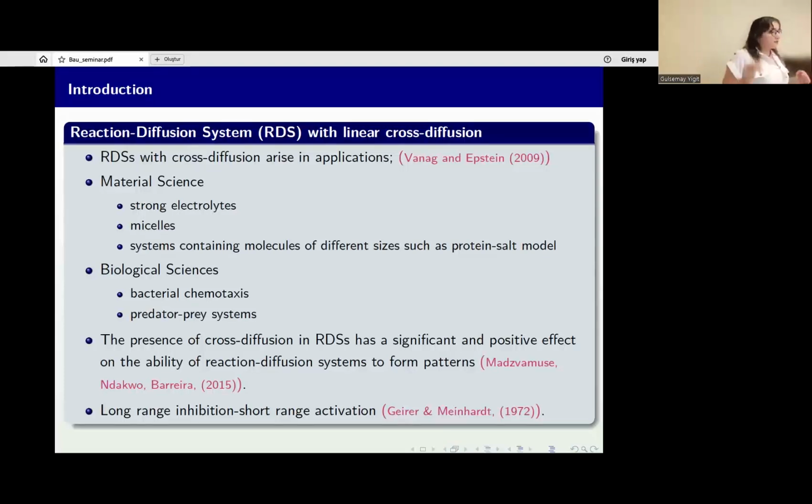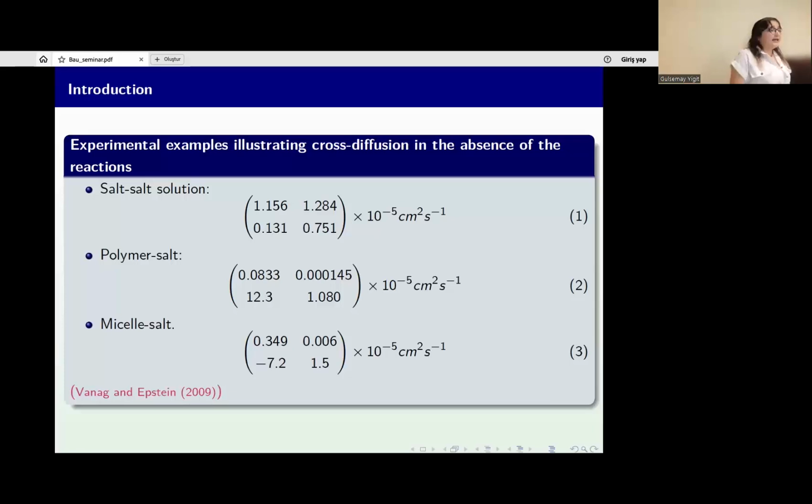I want to draw attention to this point once again: by adding cross-diffusion to the system, this condition has been relaxed. We now have the ability to have the diffusion rates be equal to each other, and this has again been proved both experimentally and mathematically.